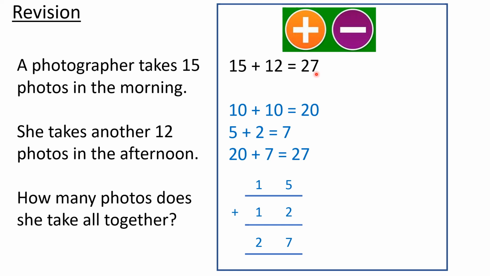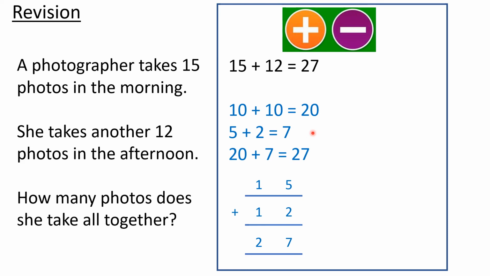Again, there's more than one way that you could have found the answer of 27. First way I used was partitioning. So I partitioned my numbers into tens and ones. I did 10 add 10, which gives me 20. That's nice and simple for me. Then I added my ones. So I did 5 add 2, which gave me 7. And then I put my tens and my ones together by doing 20 add 7, which gave me 27 photos all together.